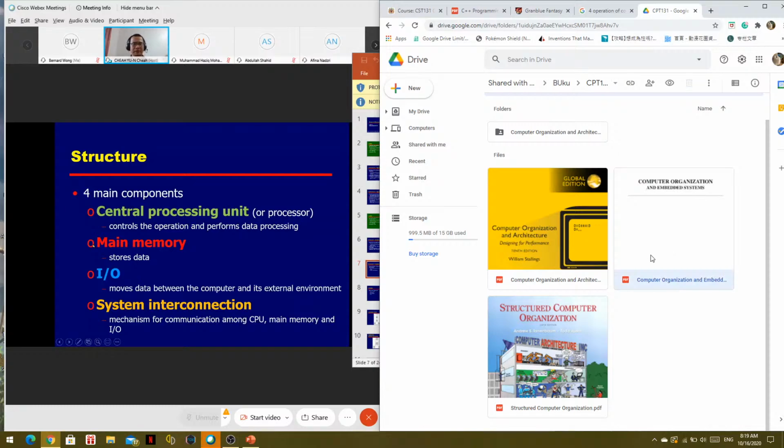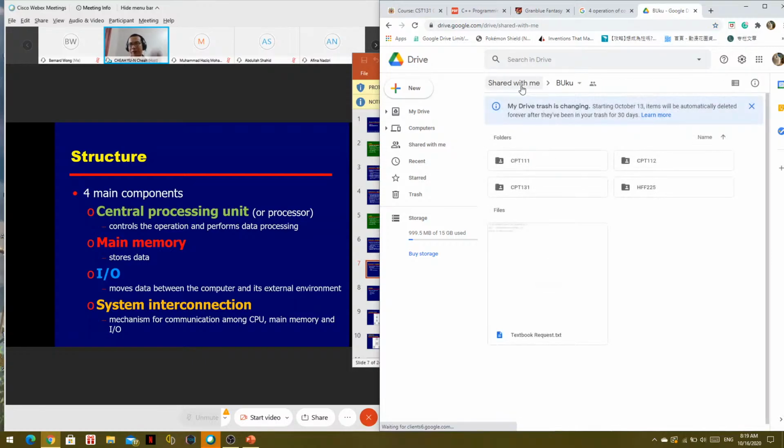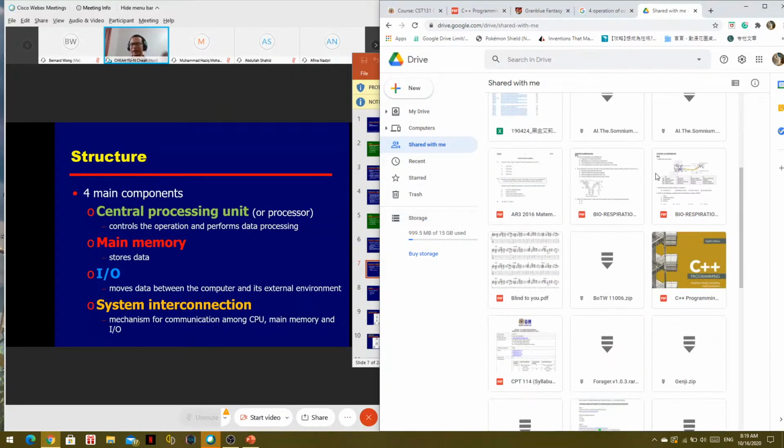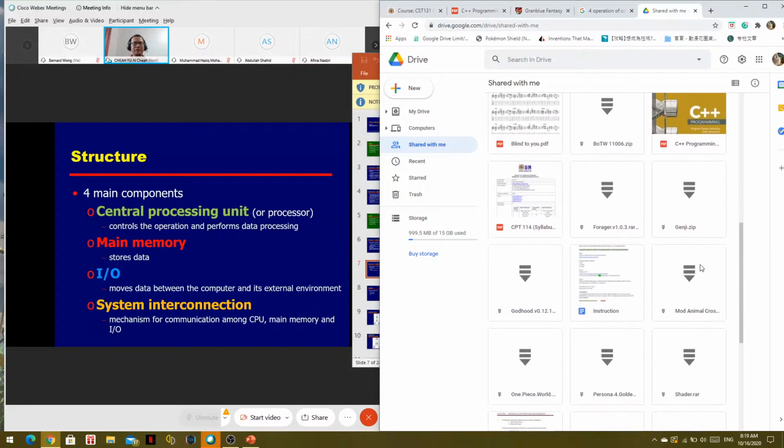You also have main memory. Basically, it stores the data. Now, main memory is the more general term. Some people will call it RAM, the random access memory. But of course, main memory is a very umbrella term.